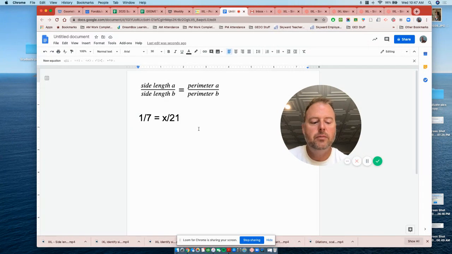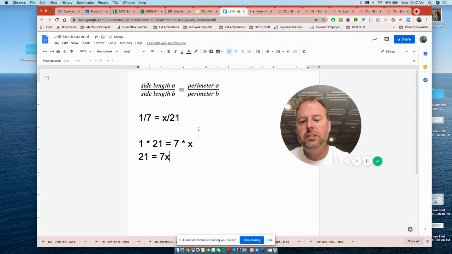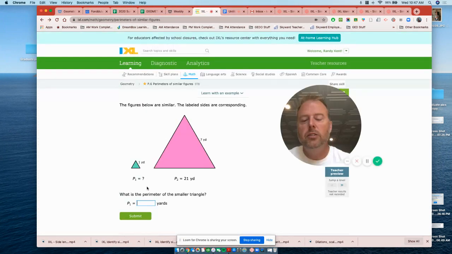Well, in that case, we cross multiply, and you would do 1 times 21 is equal to 7 times x. And then we have 21 equals 7x. So we divide both sides by 7. We're going to get 21 divided by 7 is 3 is equal to x. So what does that mean? 1 is to 7 as 3 is to 21. And that makes sense because if you went all the way around the triangle, it would be a perimeter of 3. And the perimeter of this one would be 21. So the P1 would have to be 3 yards.